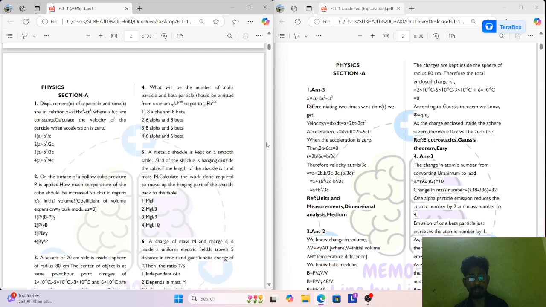Let's start. This is our first FLT. So the first question says displacement of a particle and time.